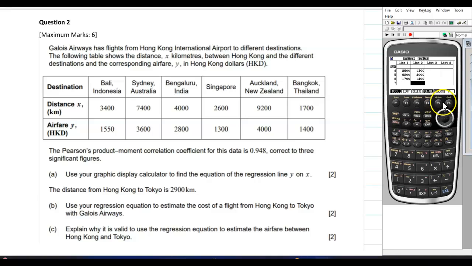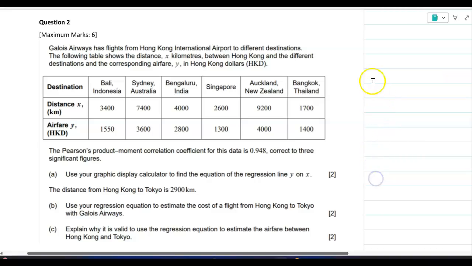Now you have to get a regression equation. So you go right, calc, correct? Set. These are two variables, x and y. So you go to two-variable statistics here. X list is in list 1, y list is in list 2. You have to ensure that. Okay, it's correct. Then you do regression and you put in x. So this is your answer basically. So what's your answer?